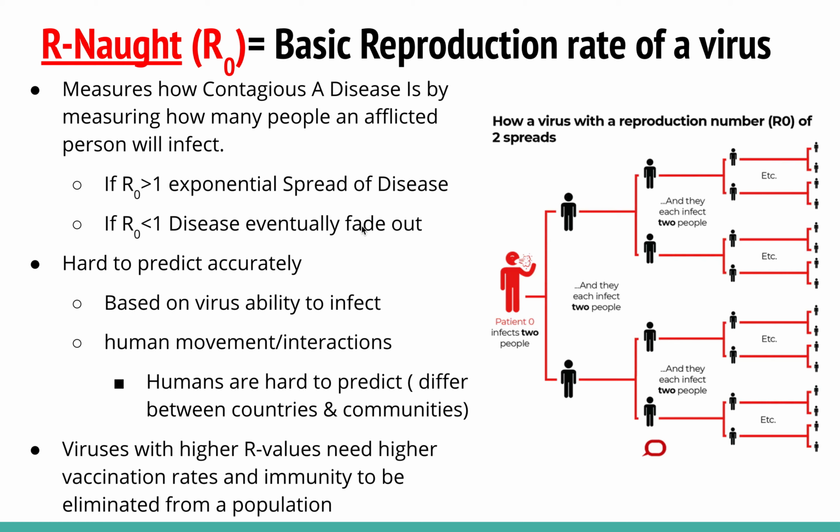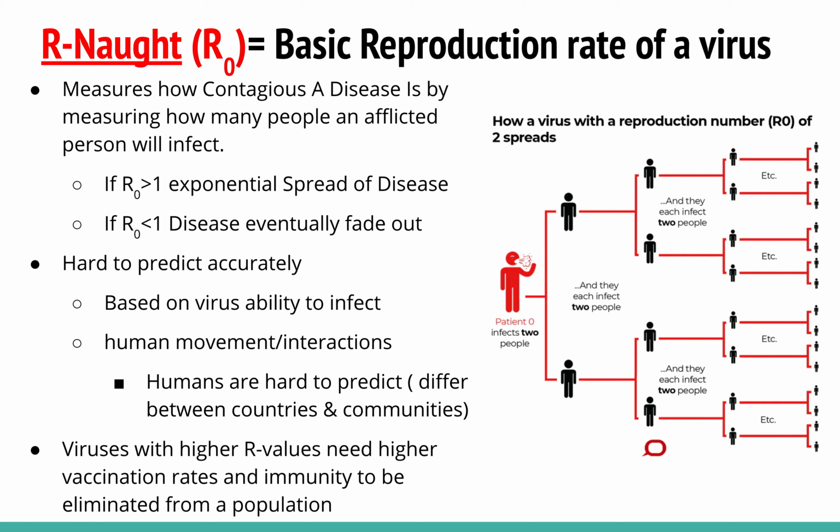All right. If one person is capable of infecting 1 or more people on average, then you're actually going to have exponential spread of a disease. But if one person will infect less than one person, meaning like out of 2 people being sick, they might infect only one other person between the 2 of them, then over time, the disease will fade out.